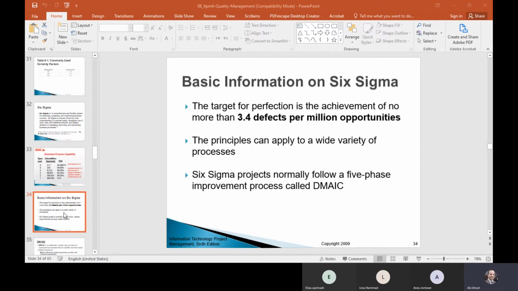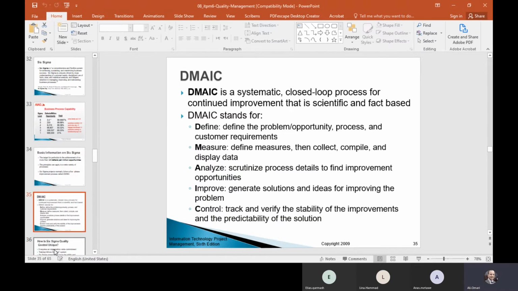So define the problem, opportunity, process, and customer requirement. Important tools to define the problems, which probably you are already familiar with, are, for example, project charter, description of the customer requirement, process map, flow chart, and voice of the customer. Listen to the customer. This is how you define your problem domain.